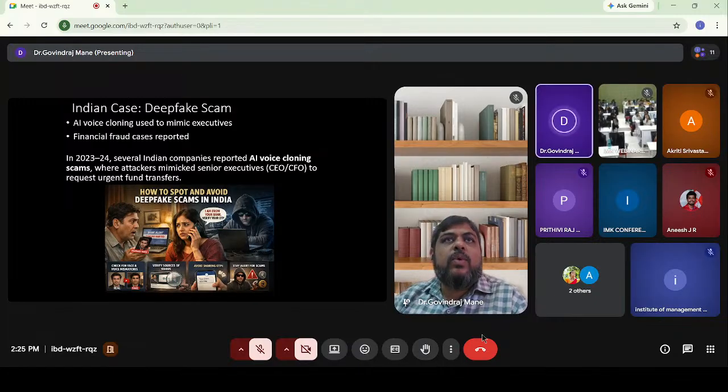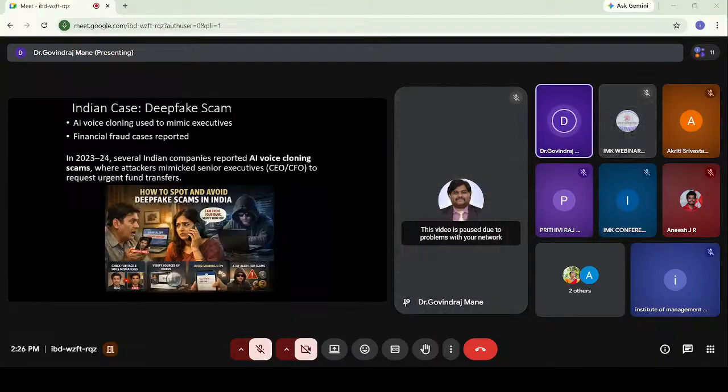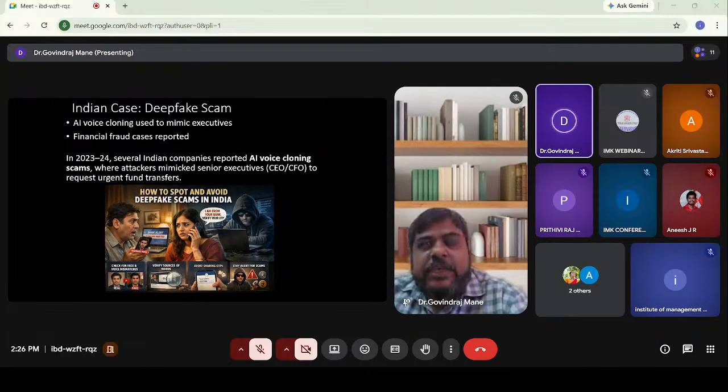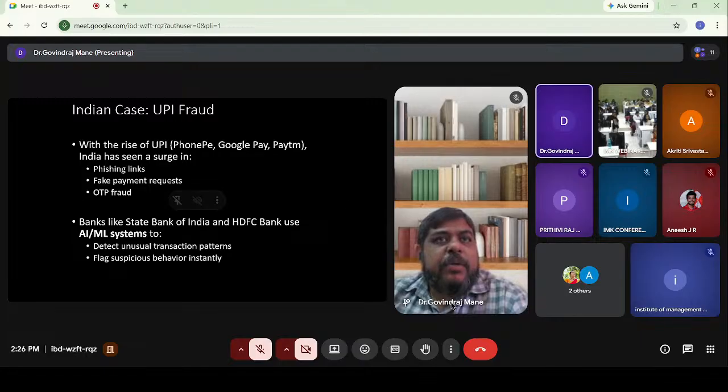Let's take a quick look at some of the cases in India, especially by calling people and saying digital arrest and all those kind of things, threatening people to take money from people. So that's a deep fake scam which is happening. Another scam is UPI fraud, where people are demanding money through sending phishing links or fake payment requests, or maybe by asking for an OTP, that is all OTP fraud and all those kind of things.